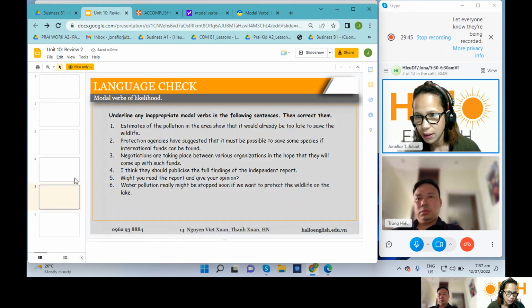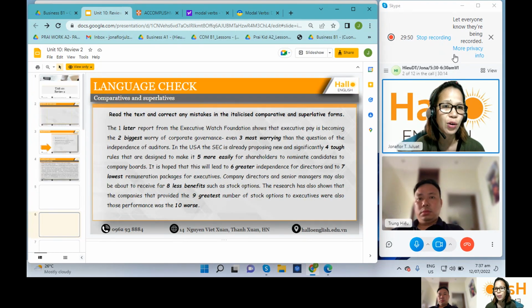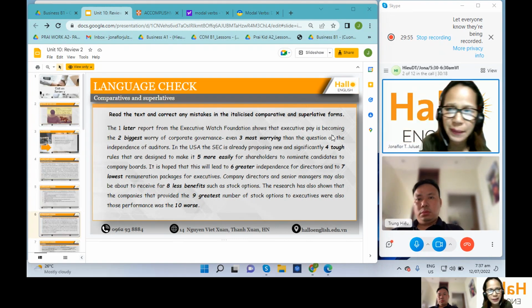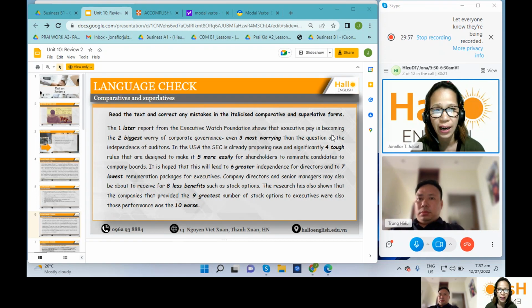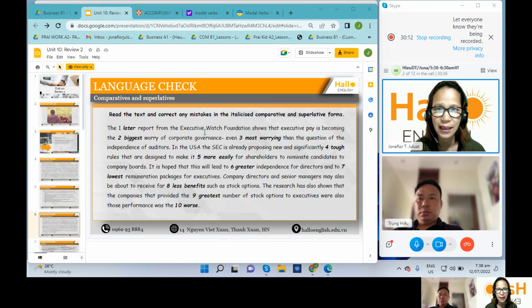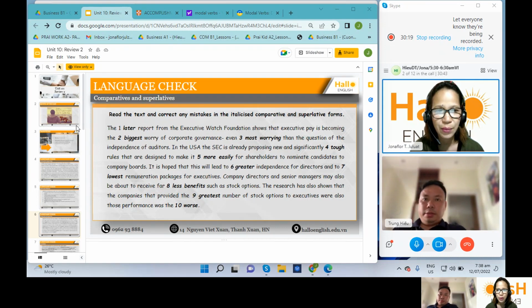Okay, now let's learn comparative and superlative this time. We've already discussed superlative and comparative last time, the use of adding er and est. Okay, now let's read the text and correct any mistakes in the italicized comparative and superlative forms. Okay, number 1.